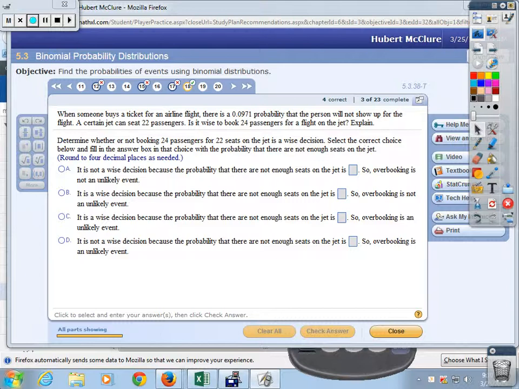Unless you sit in the restroom. Okay? That could be 23 and 24 right there.